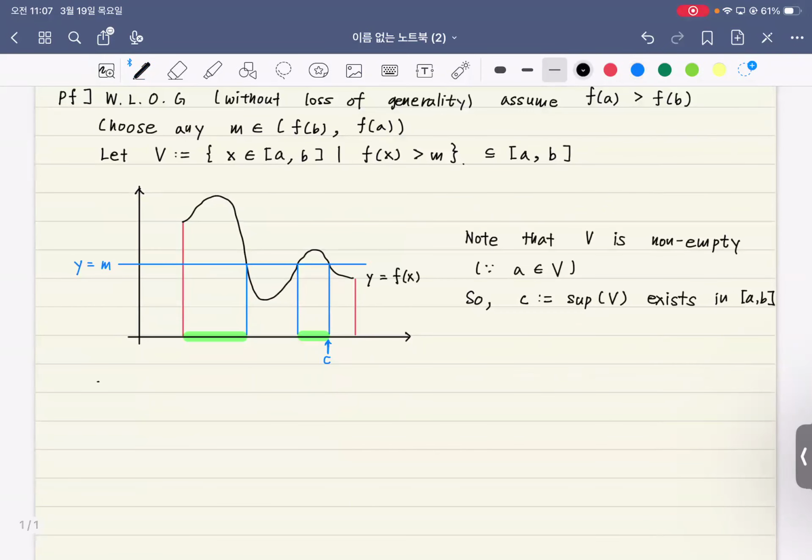There is a very typical trick to prove that some number equals another number, and that is proof by contradiction. We're going to assume two things. We will assume that f(c), the function value at this point, is less than m, and we're going to derive a contradiction. Once you're done with that, we're going to assume that f(c) is greater than m, and we'll derive another contradiction. Then the only remaining option would be f(c) equals m.